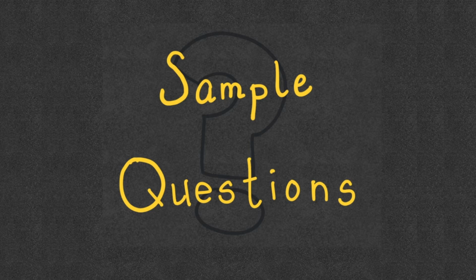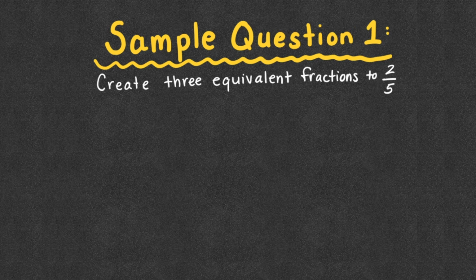We're going to jump into our sample questions. You always have your 3 options. You can do them with me, you can do them on your own, or a little mix of all of it. So sample question number 1, create 3 equivalent fractions to 2/5.